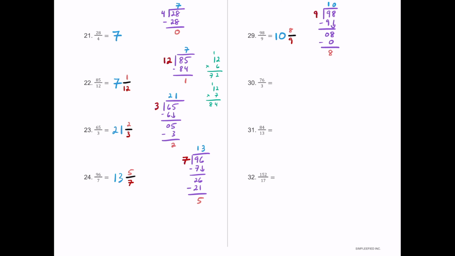Okay. If we look at number 30, we have 76 over 3. So 76 divided by 3. 3 times 2 gets you 6, which is pretty close to 7. We subtract, we're left with 1. We can bring down the 6, so it's 16. 3 times 5 is going to be this 15, which is pretty close to 16, and we have a remainder here of 1. So if we're looking at what 76 divided by 3 is, that's going to be 25 entire things.